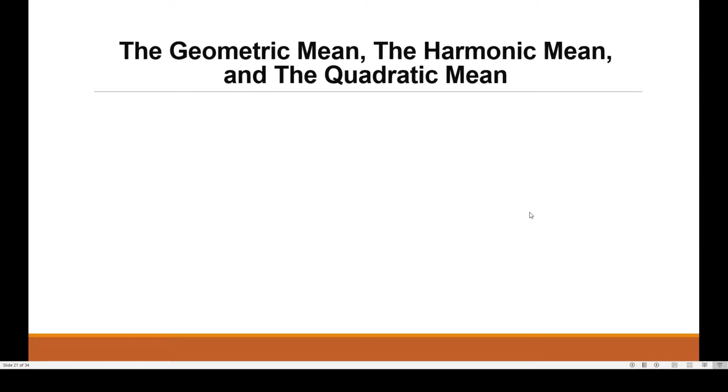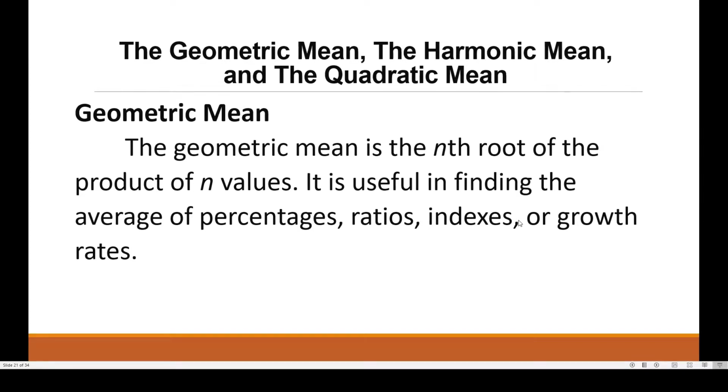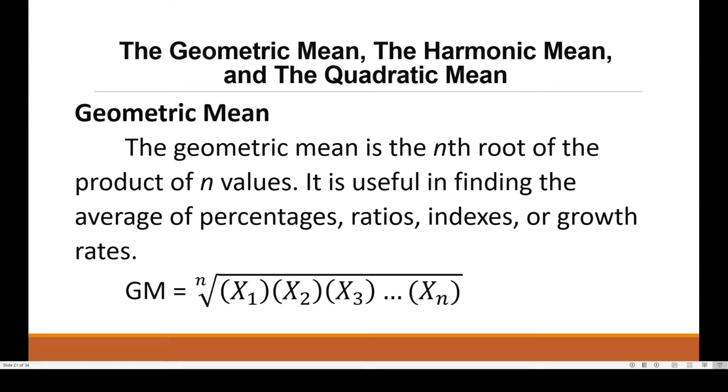Let's proceed with the geometric mean, the harmonic mean, and the quadratic mean. The geometric mean is the nth root of the product of n values. It is useful in finding the average of percentages, ratios, indexes, or growth rates. The formula for the geometric mean is the nth root of the product of x sub 1, x sub 2, x sub 3, up to the last value of the given dataset, x sub n.